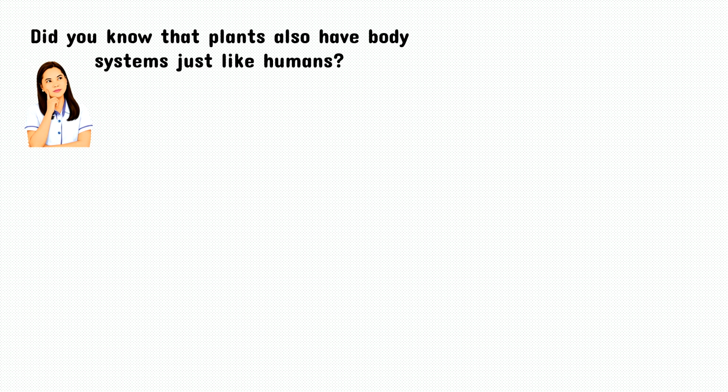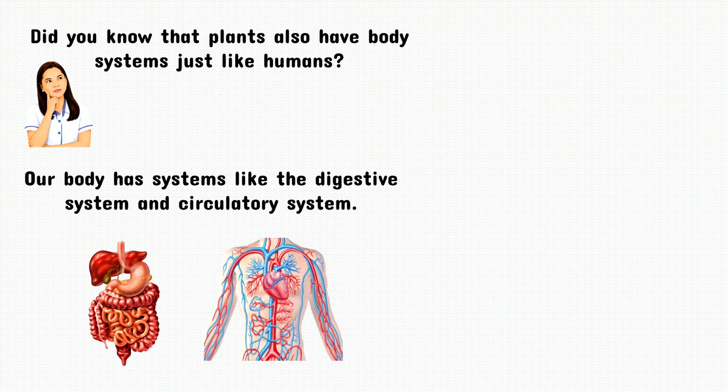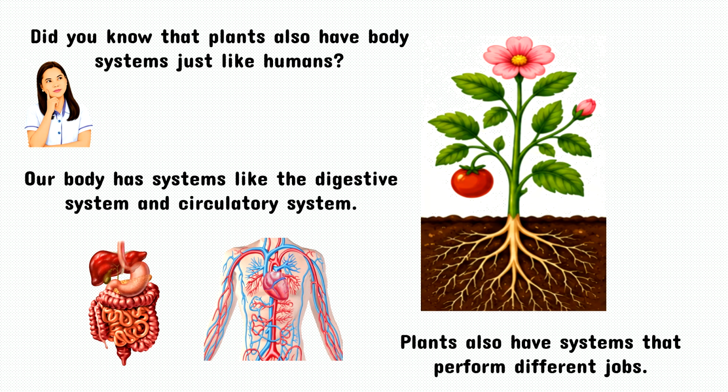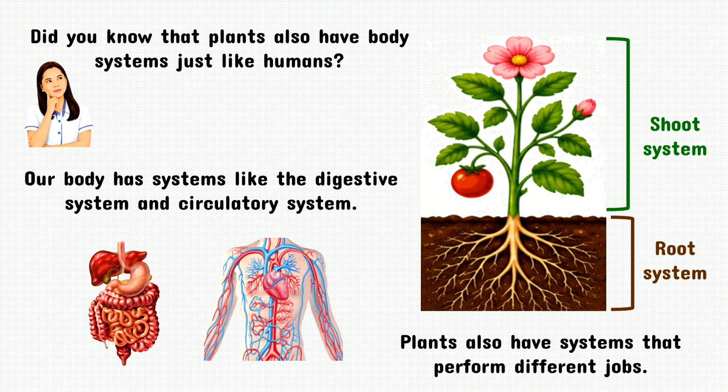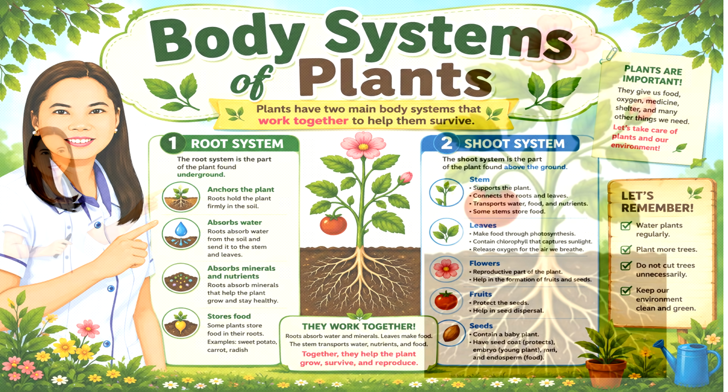Did you know that plants also have body systems just like humans? As we discussed last time, our body has systems like the digestive system and circulatory system. Plants also have systems that perform different jobs: the root system and the shoot system. Plants have two main body systems that work together to help them survive.